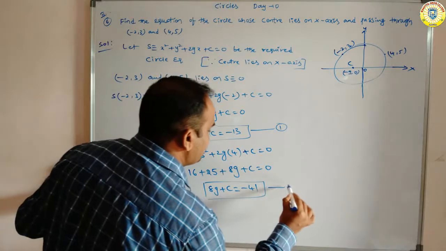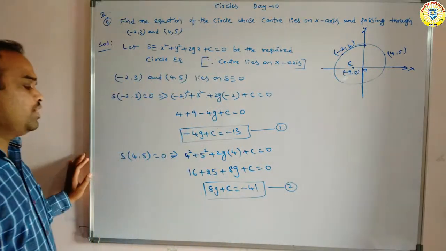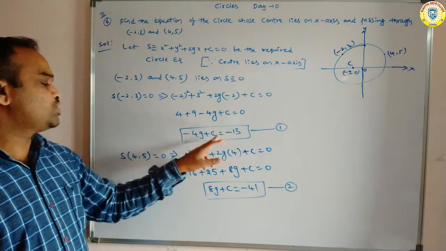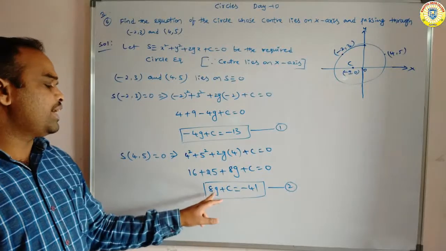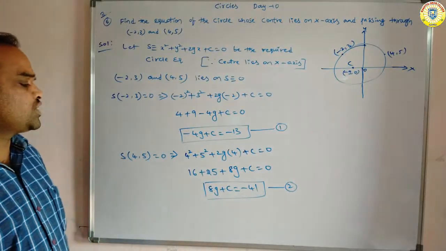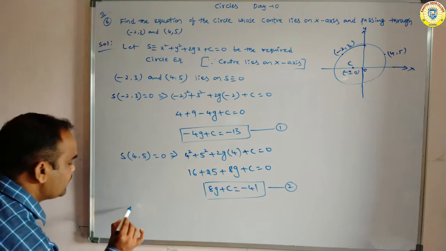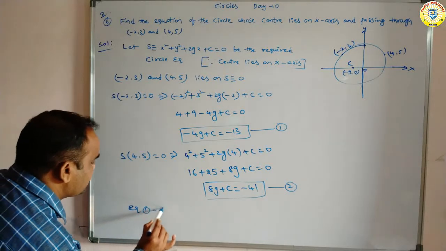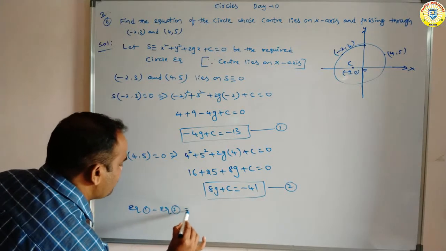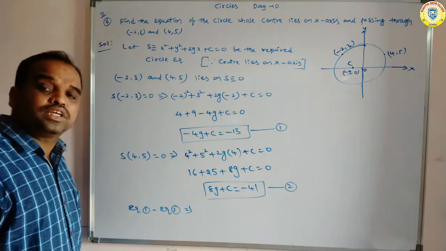We are taking equation 2. Minus 4g plus c equal to minus 13. 8g plus c is equal to minus 41. Now we are doing equation 1 minus equation 2.